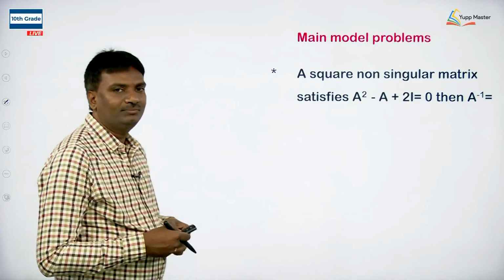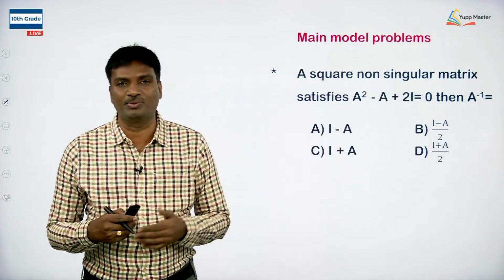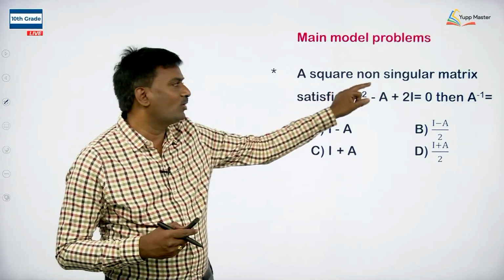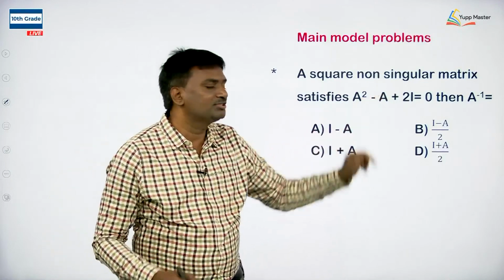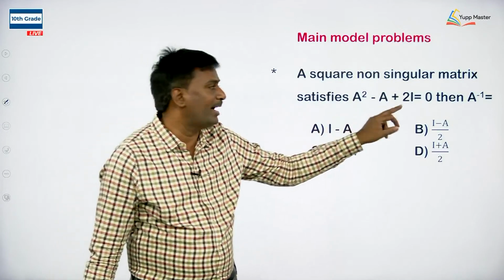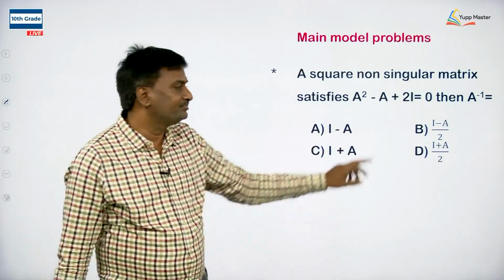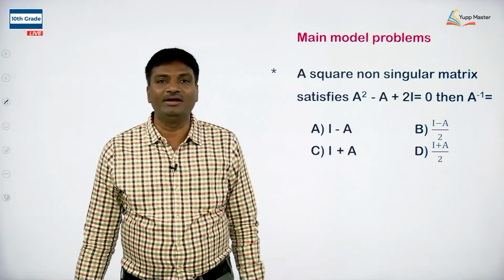Mains model problems, we already did some problems. I think 4 to 5 problems were completed. So here the next problem is: a square non-singular matrix A satisfies A square minus A plus 2I equal to O. That is a null matrix, not 0. Then A inverse equal to, options: I minus A by 2, I plus A by 2.